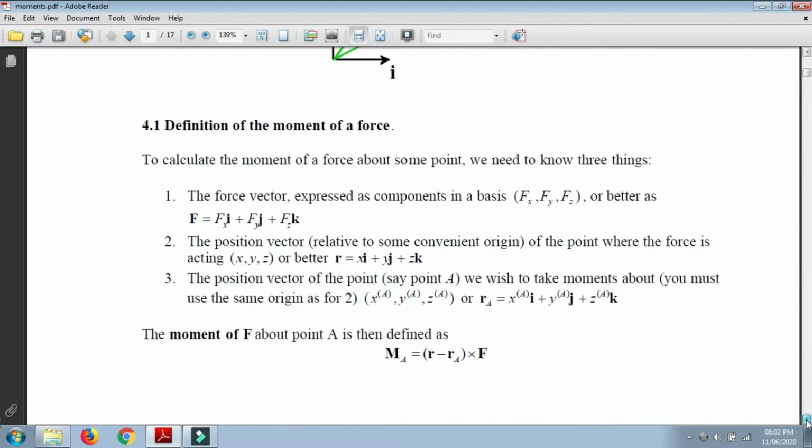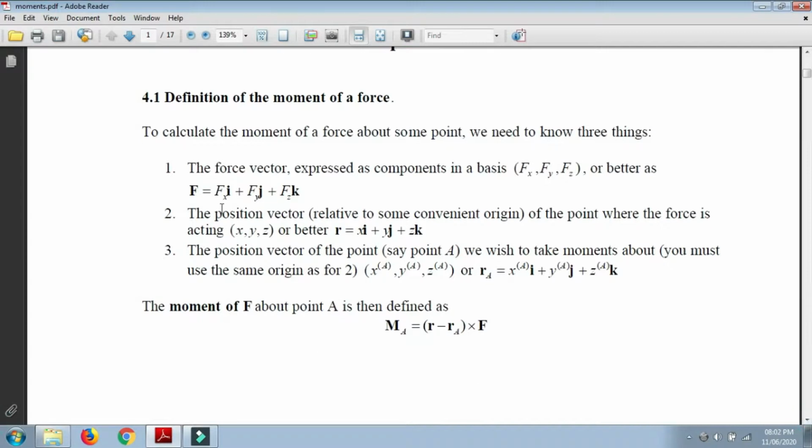Definition of the moment of a force. To calculate the moment of a force about some point, we need the following three things. First, the force vector expressed as components in a basis: Fx, Fy, Fz are F1, F2, F3. Previously I told you this force can be expressed as a resultant F, which is equal to Fx i plus Fy j plus Fz k.